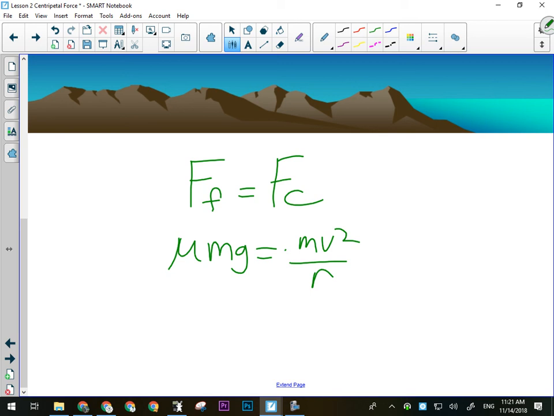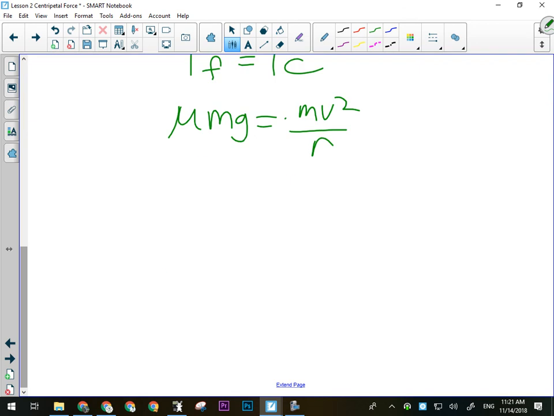So I'm going to manipulate and try to find v here. I first have to move r, so I'm going to multiply both sides by r, cancel my m's, and I'm going to have mu times g times r equals v squared. I don't want v to be squared, so I'm going to square root it. So to find v, I'm going to take the square root of mu g r. You'd be surprised how often that ends up being the formula. Square root of mu g r.